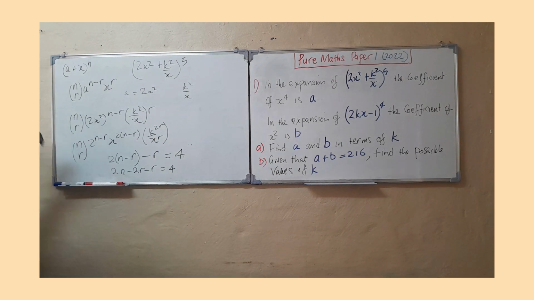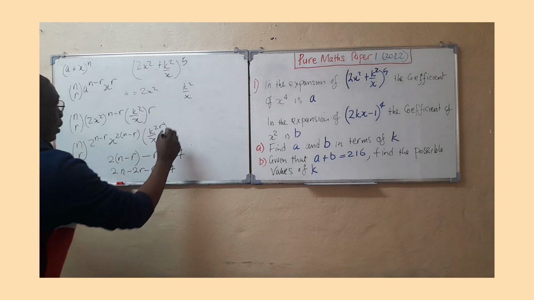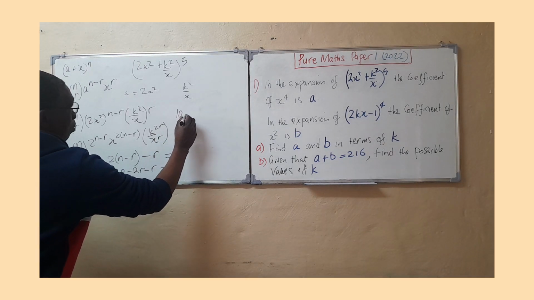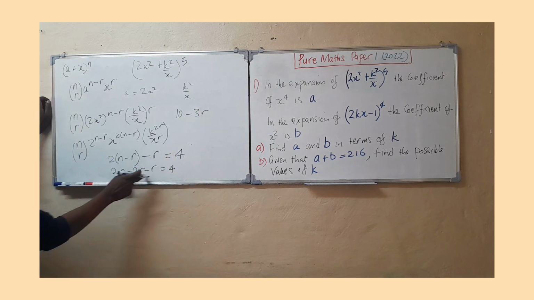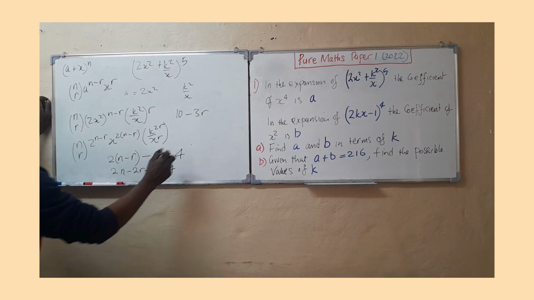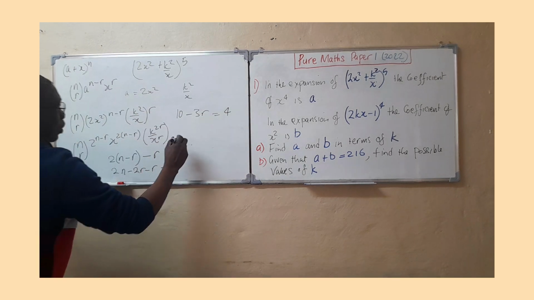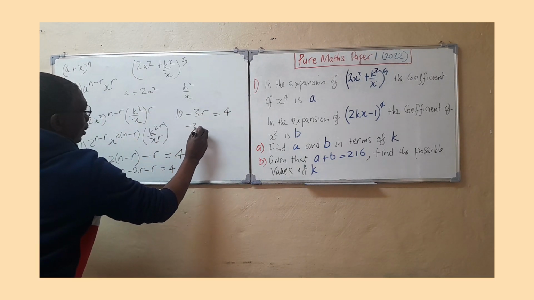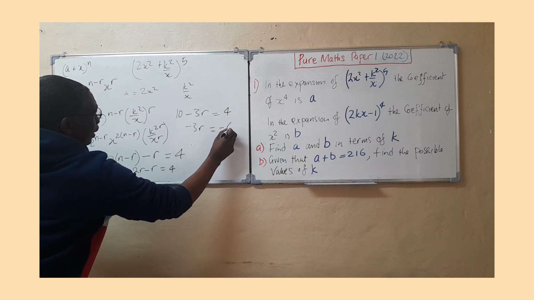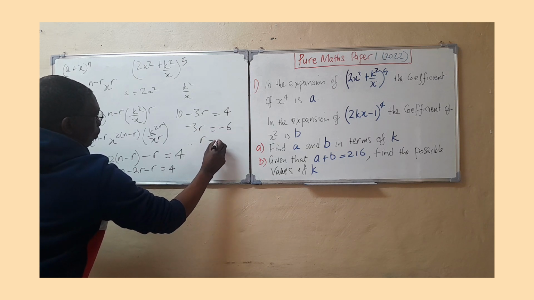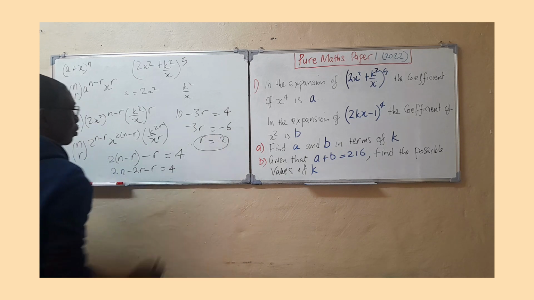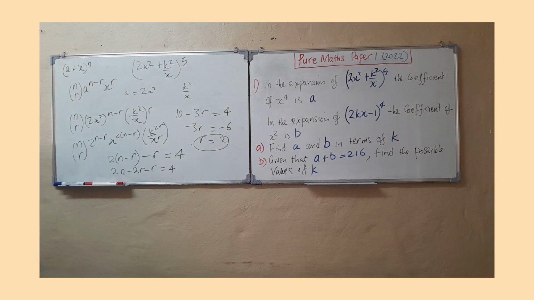We know that our n is equal to 5. So 2 times 5 will be 10. So we have 10 minus 3r. Of course, you can see the 2r minus r there is equal to 4. Let's subtract 10 from both sides. We get −3r is equal to −6, meaning that r is equal to 2. So the term in x to the power 4 is given by r is equal to 2.